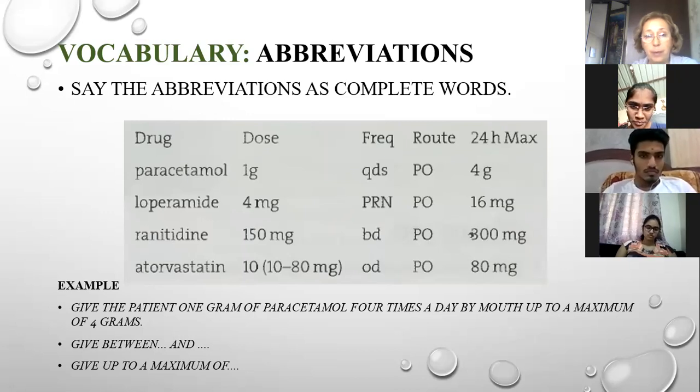You see? So please take a couple of minutes to write sentences using a similar structure, for example with "give" or "give up to a maximum of". Write the sentences about the other 3 drugs given here in this chart, please.